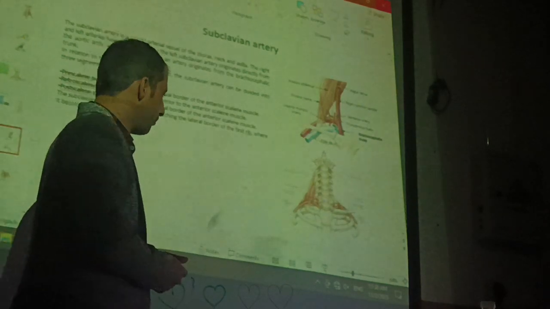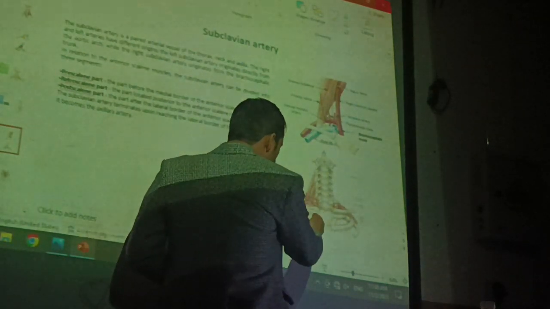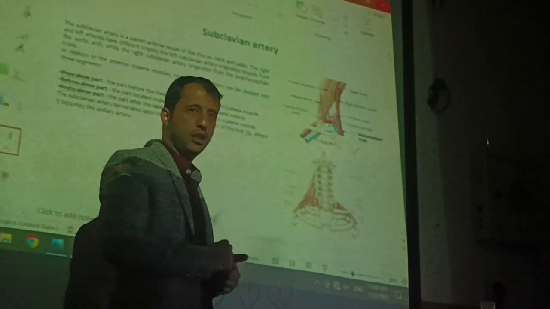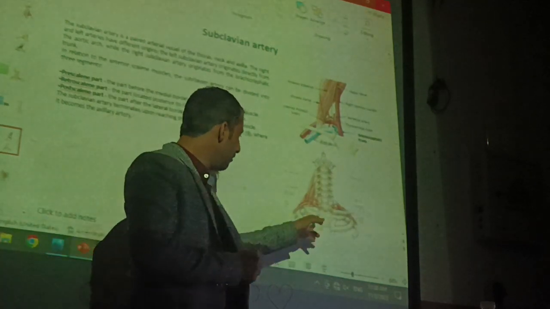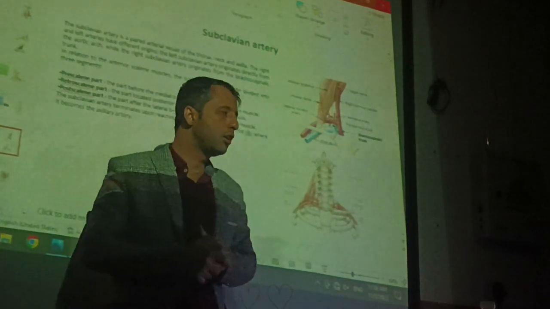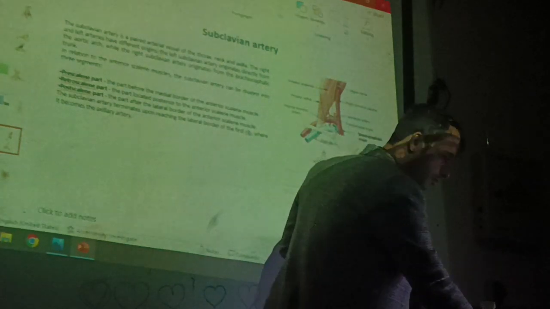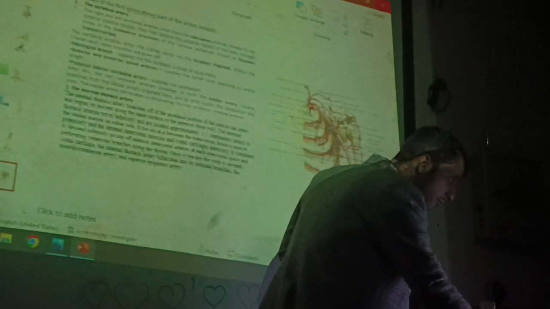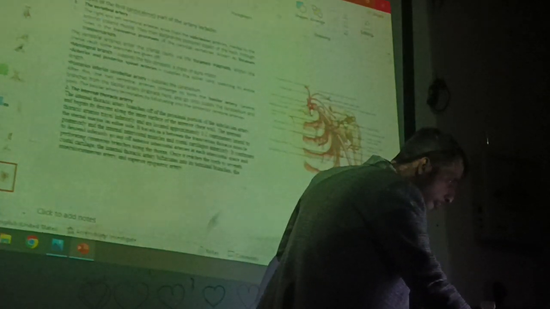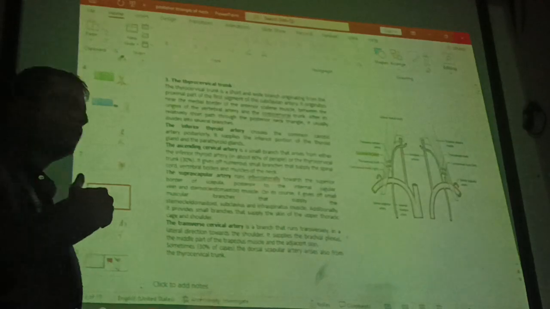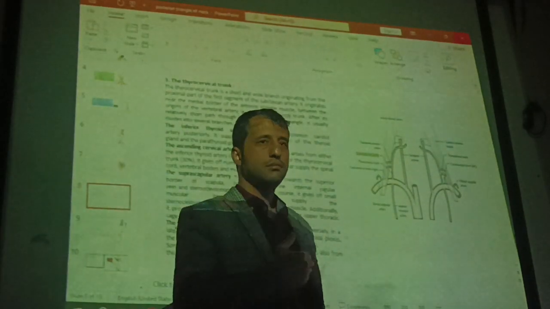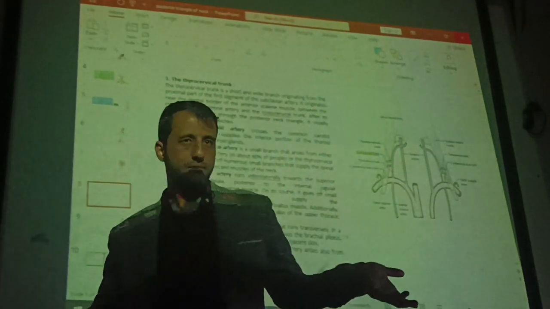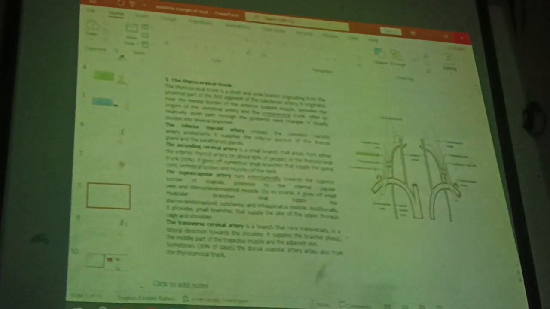So, at the level of the internal thoracic artery, we have the thyrocervical trunk. Sir, will you repeat the path of the vertebral artery? The trunk is derived at the level of the internal thoracic artery. Okay? At the level of the internal thoracic artery.